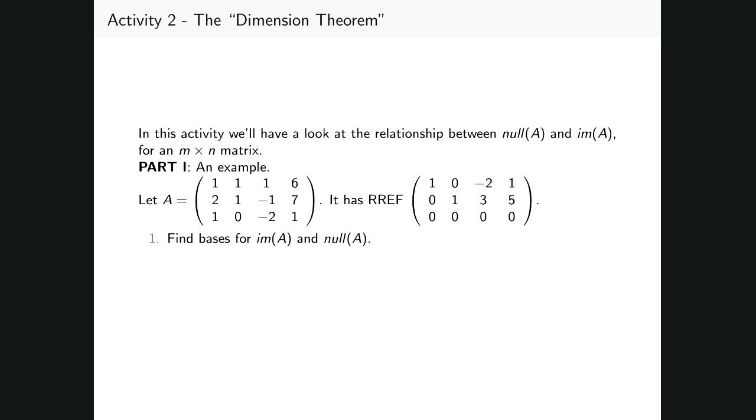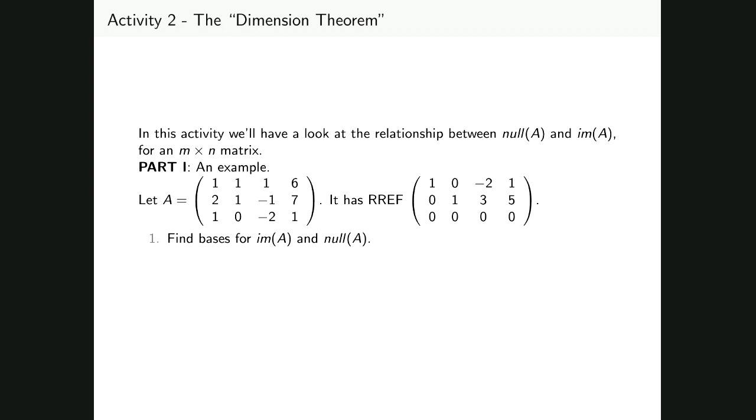We've got some matrices here, and we're going to carefully step through the process of finding the image and the null space here. I just want to point out, what is the image? So recall that the image of A is the span of the columns of A.